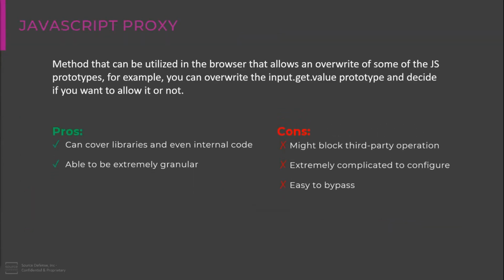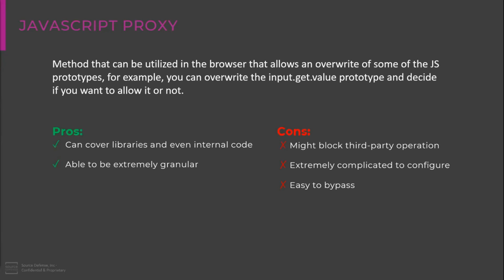We then get into something called JavaScript proxy. JavaScript proxy is a method that can be utilized in the browser that allows an overwrite of some of the prototypes. For example, you can overwrite the input get value and decide if you want to allow it or not. So the nice part about JavaScript proxying is it can cover libraries and internal code. So it can cover third and first party. It's able to be extremely granular on what is allowed or not allowed.